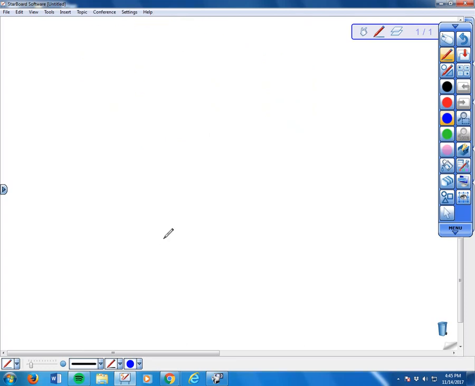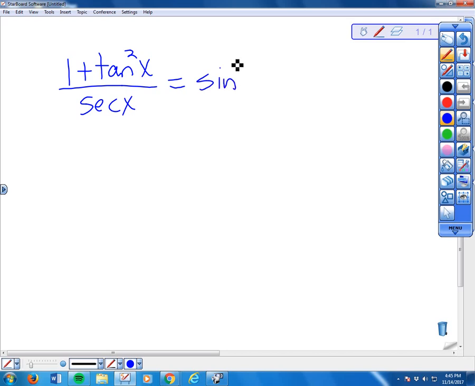Number 5, if 1 plus tangent squared x over secant x equals sine squared x plus 1 over secant squared x, find cosine of x plus pi. All right. So first thing I need to do is figure out what this angle x is.